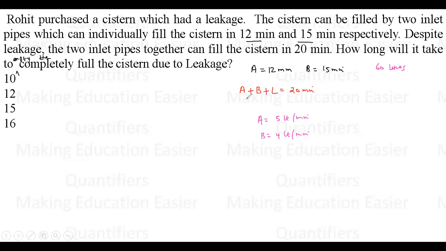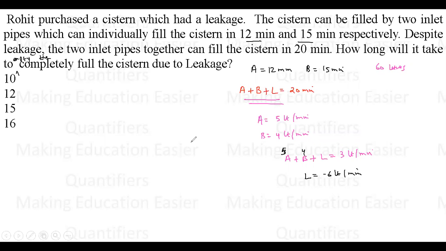And now students, you can see if all three are working, I mean if there is leakage also, then it takes 20 minutes. So we can say that A plus B together with the leakage are filling only 3 liters per minute. Now what does it tell you? That along with the leakage, if only 3 liters are being filled, and we know that A is filling 5, B is filling 4, then obviously leakage will be of 6 units. Leakage value will come to -6. So leakage is minus 6 liters per minute.